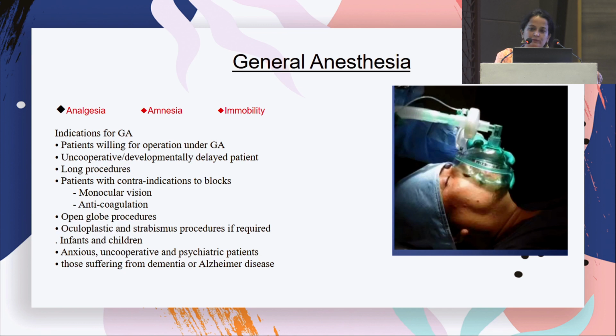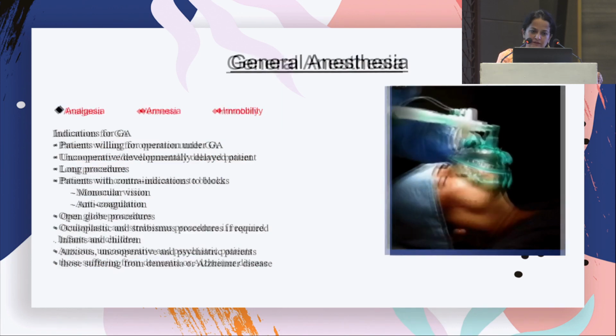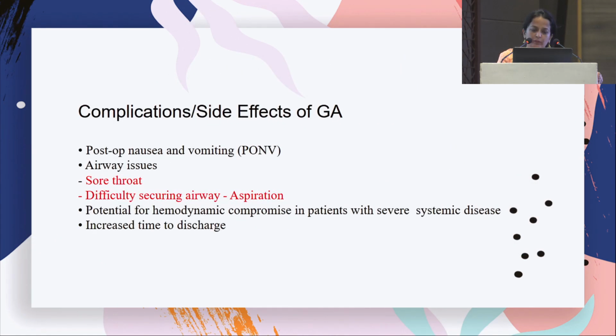We have some special indications for general anesthesia: for the uncooperative, mentally retarded, who are anxious, and uncooperative psychiatric patients. Here we need to give general anesthesia, but it has its own complications.